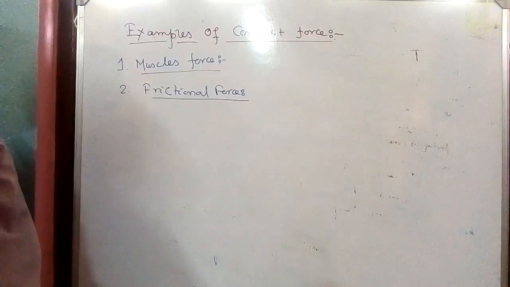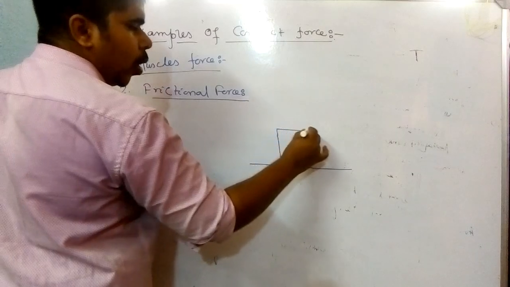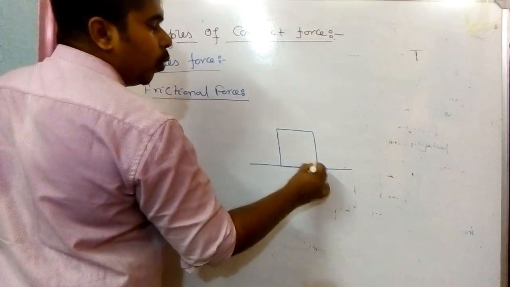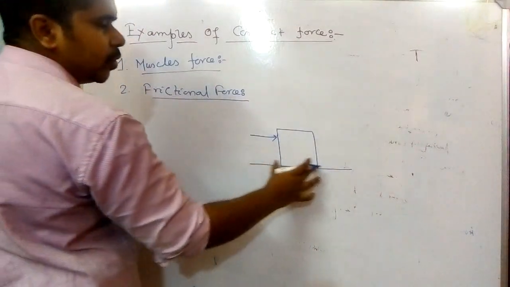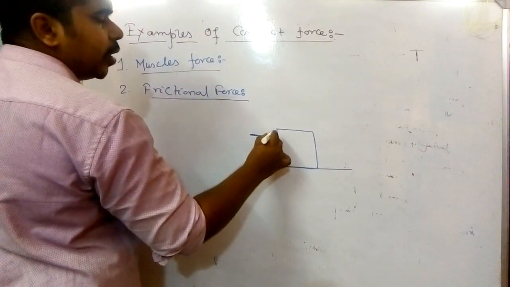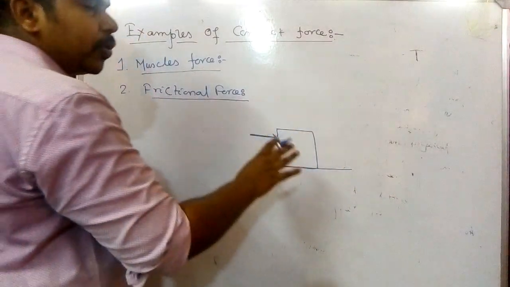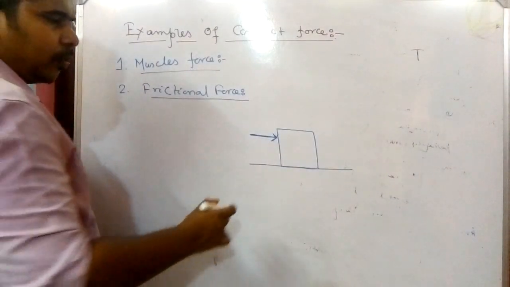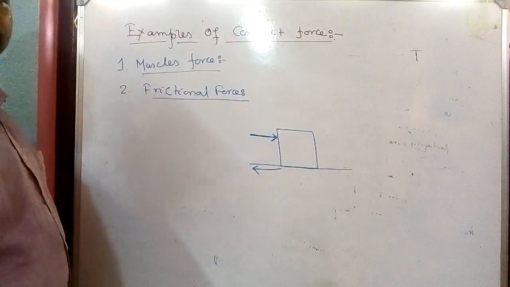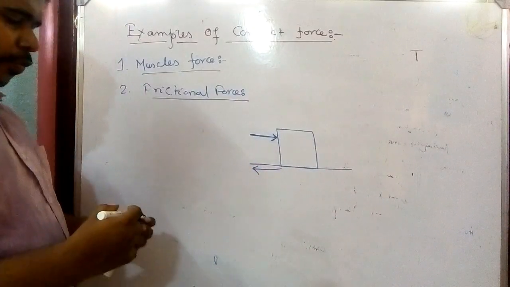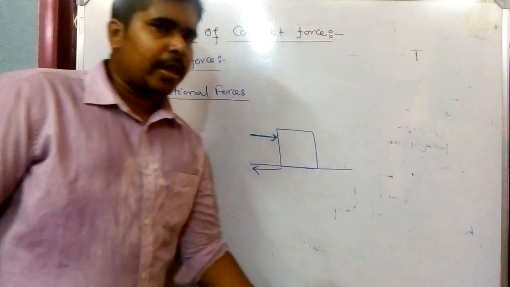What is frictional force? Assume I want to make an object move over a surface by applying a force. The object is kept over a surface, and I am applying a force here to move the object in this direction. But to move the object I need to apply a large amount of force, because a force is trying to oppose its motion. That is known as frictional force. Now it might be a little difficult to understand, so I will show you an example.